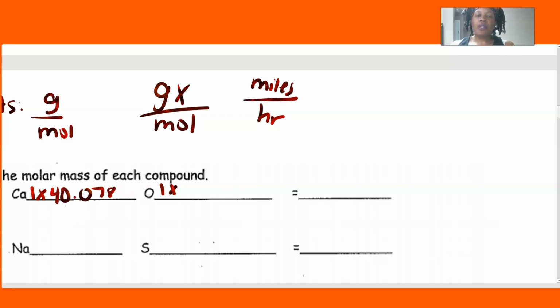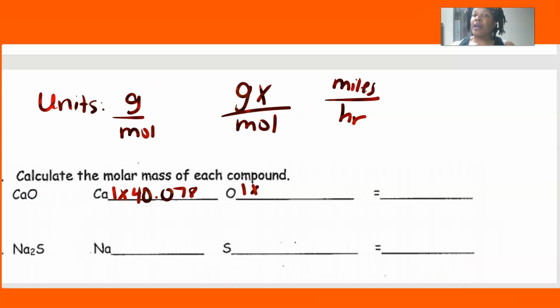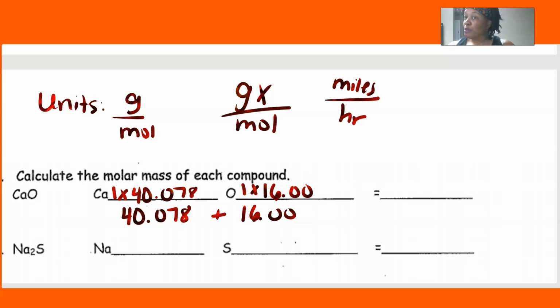So again, in our formula of calcium oxide, we had 1 calcium atom, and we have 1 oxygen atom. Now what you're going to do down below in this space, you're going to write what that equals right there. And then you're going to add these 2 numbers together. So you've got 40.078 grams per mole plus 16.00 grams per mole. And I get 56.078 grams per mole as my answer, okay?